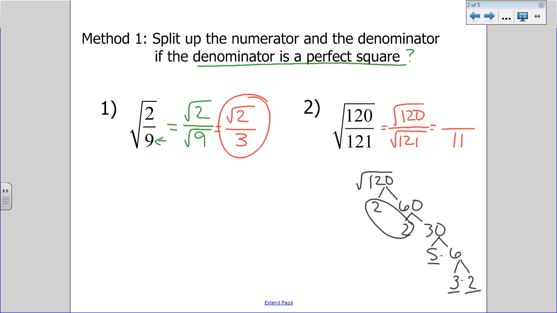So if we take a look at here, this 120 does simplify. The 2 gets pulled outside the radical, and what stays under there is 5 times 3 times 2, which is 30. Now, when we look at this, what we have outside, we cannot divide. 2 does not divide by 11. So we're going to leave that as our final answer.